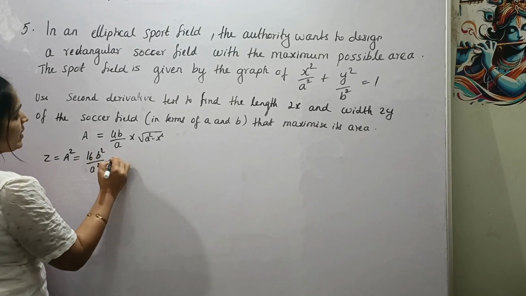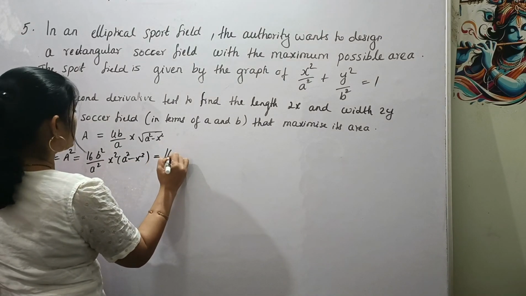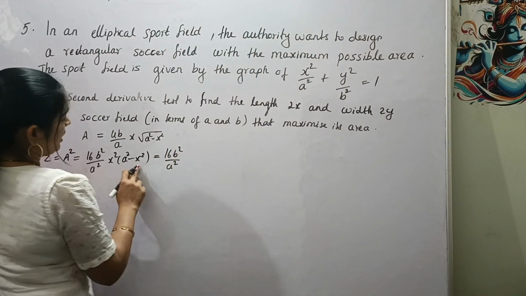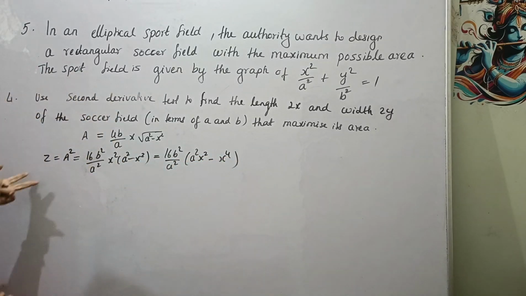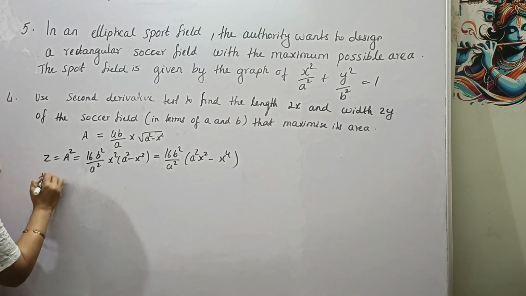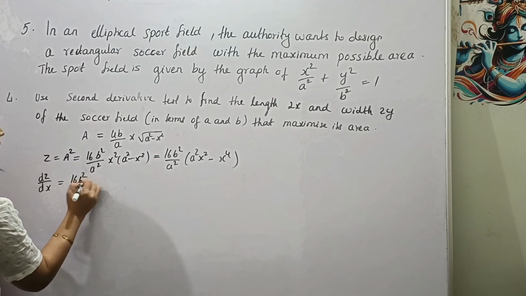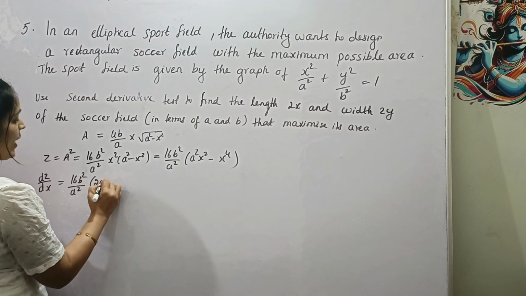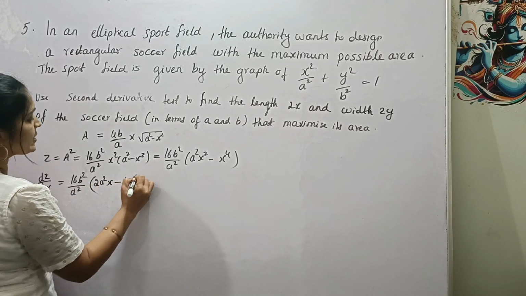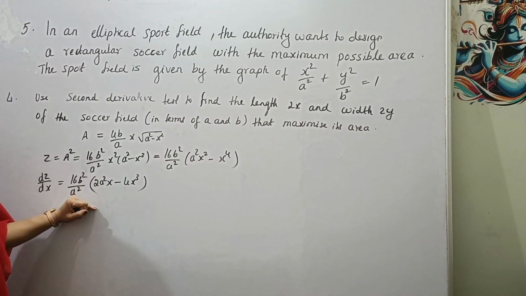16b square by a square, x square into a square minus x square. That is equal to 16b square by a square multiplied by a square x square minus x raised to 4. Now let's find the first derivative dz by dx. That is equal to 16b square divided by a square into the derivative of this one, here 2a square x minus 4x cube. It is the first derivative dz by dx. And find the critical point.